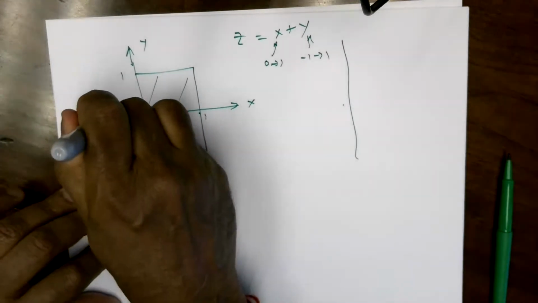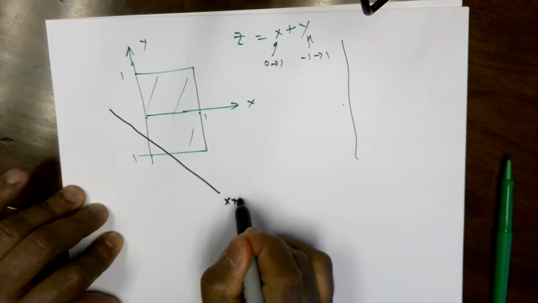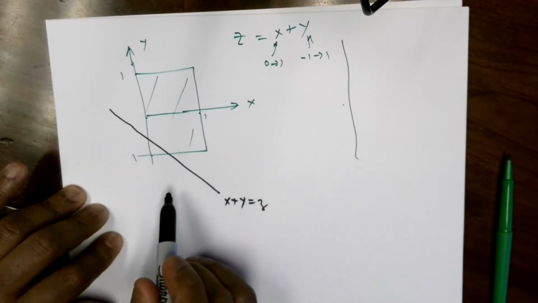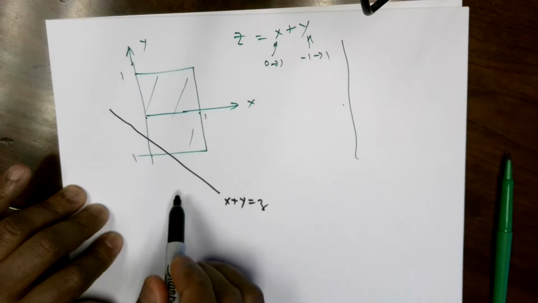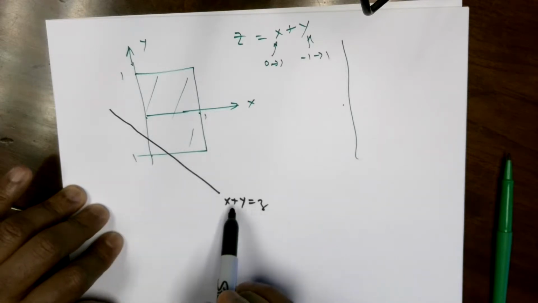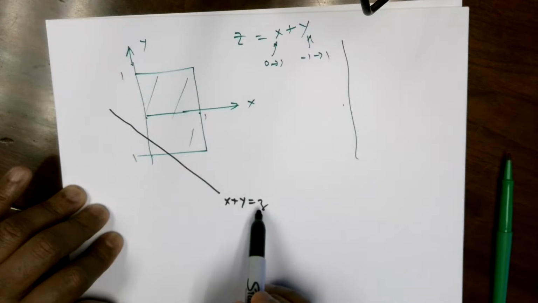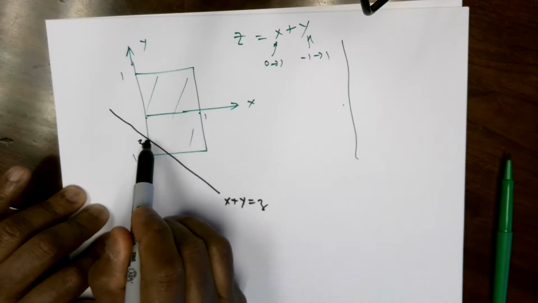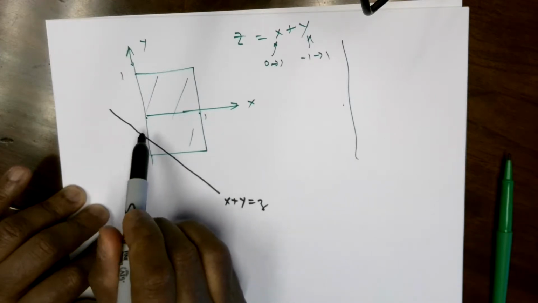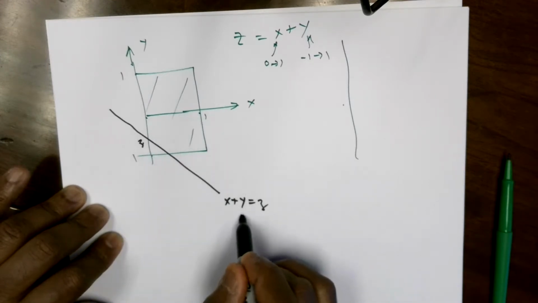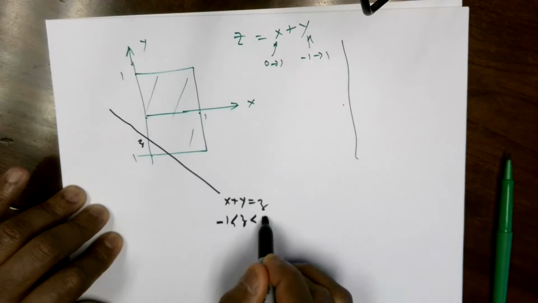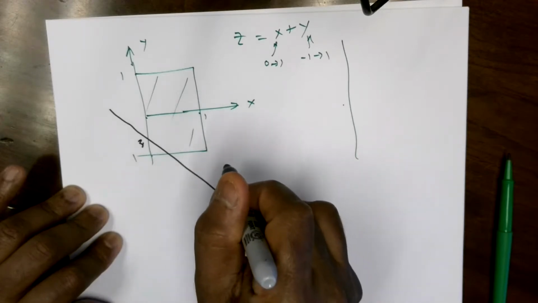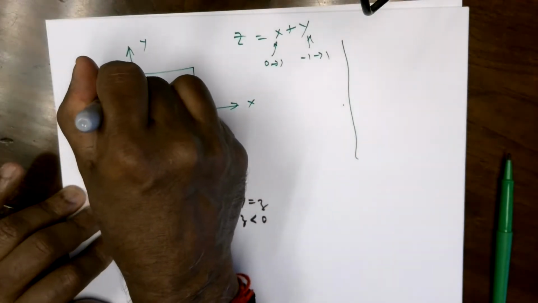So essentially, a line like this is x plus y equal to z. But to see which case it refers to, notice that when you put x equal to 0, y turns out to be z, and you can see that z is negative here. So this must be the case when z is between -1 and 0, a line like this. So that's one case.